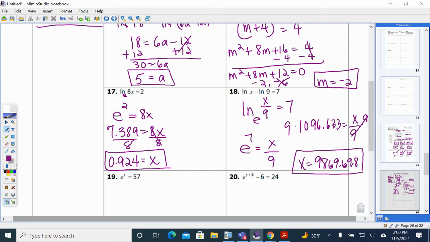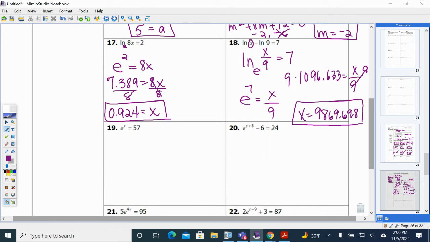And I can tell you, just to save some time here, that will work. Well, actually, let me just explain. The natural log of x, 9,869.698, is positive. It is not 0, so you're good.